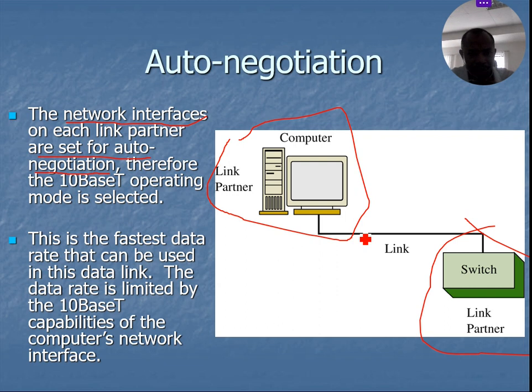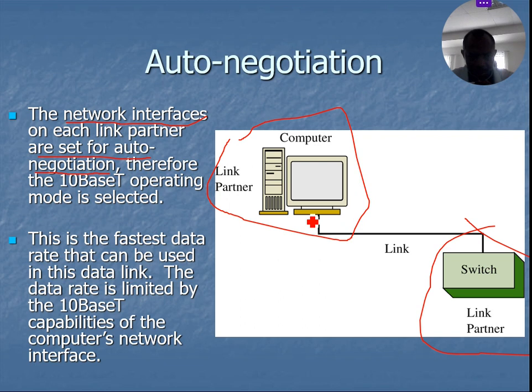The network interfaces on each link partner are set for auto negotiation. Why are they set for auto negotiation? Because what the computer has advertised, the switch can support. The switch has also advertised what it has, so they can support each other. Once both devices can support each other, a link will be set up. So we say the network interfaces on each link partner are set for auto negotiation.